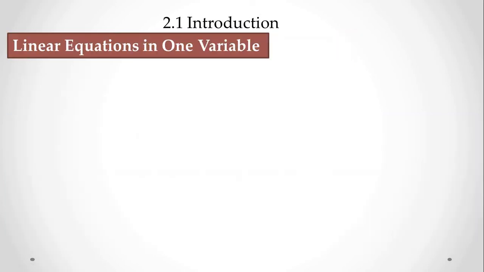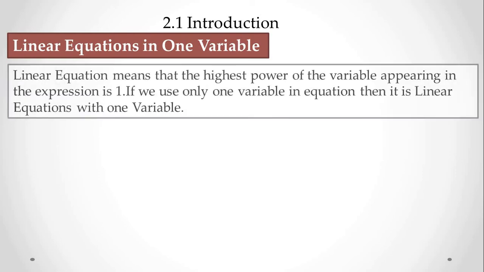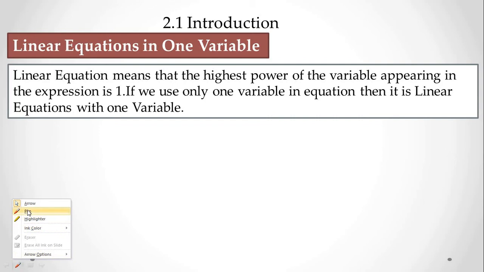Here, linear equation in one variable. What is the meaning of that? That we will see. The linear equation means the highest power of variable in the expression is 1 and we use only one variable. That is what the linear equation in one variable. For example, suppose I write x, so its power is by default 1. If you write x square, then it is not a linear equation, its power is not 1.